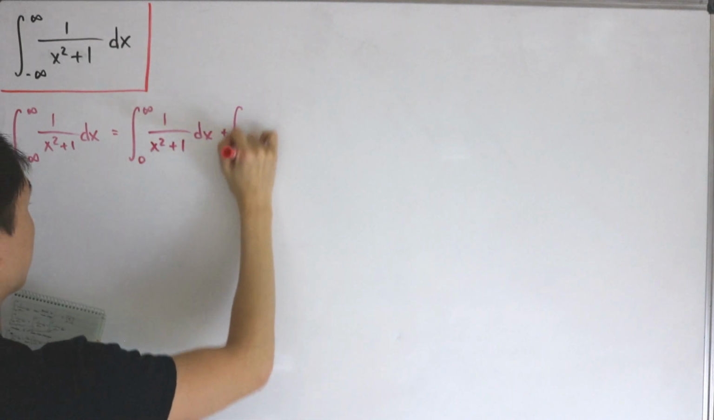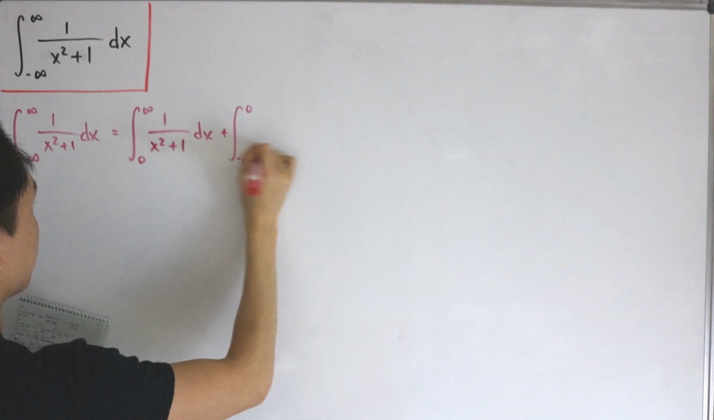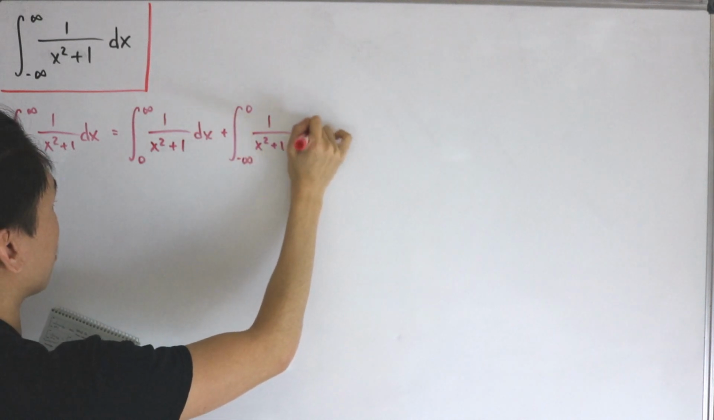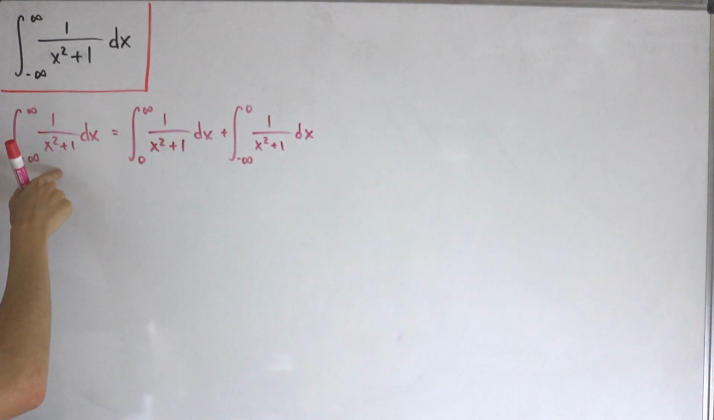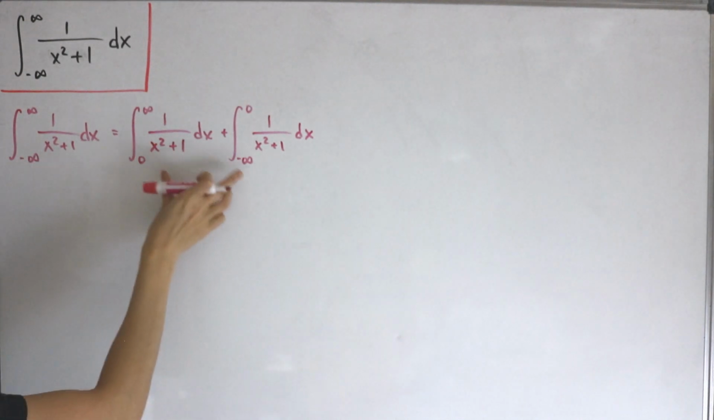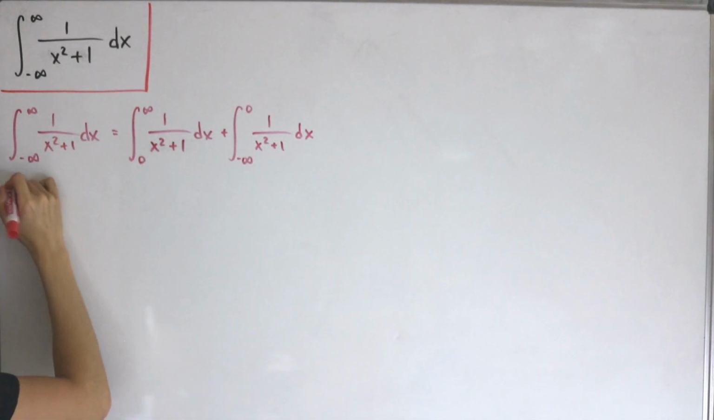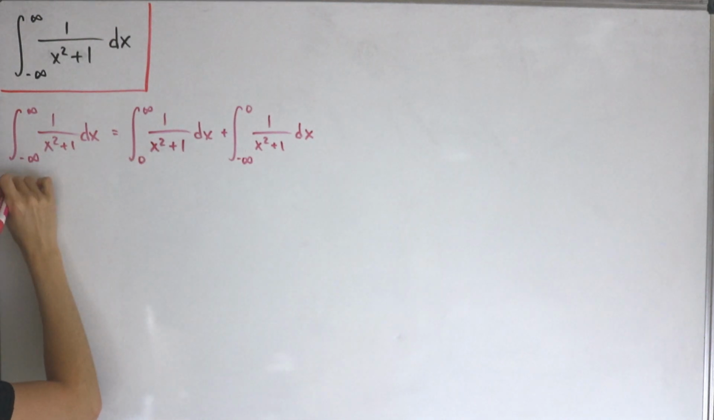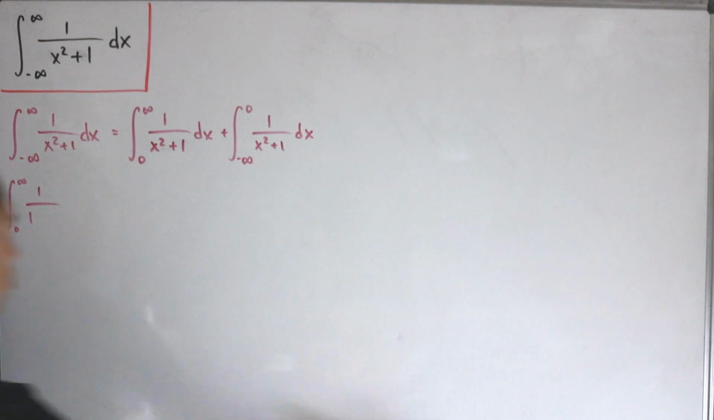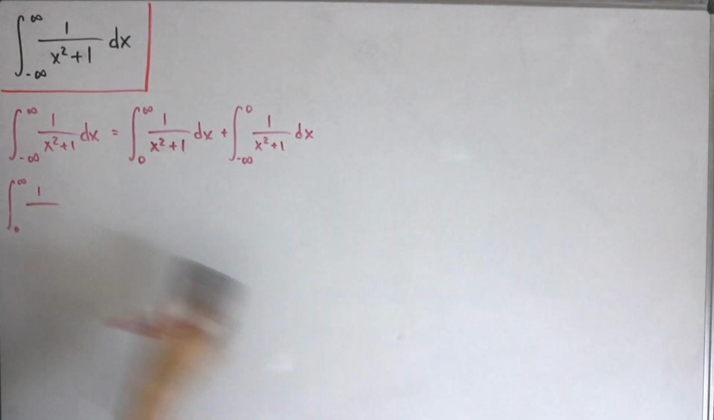And then break this up again, so this time we have the bounds from negative infinity to 0 of the same integrand. Now, this is actually going to converge to some value if and only if these two integrals converge. So we're actually going to break this up together. So first, let's calculate the first one. That means the integral from 0 to infinity of 1 divided by x squared plus 1.